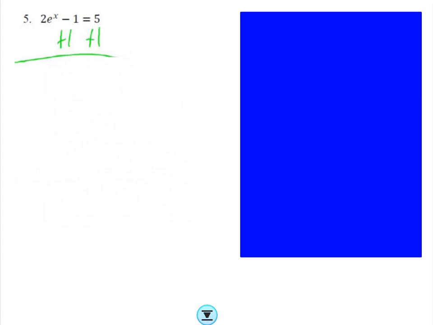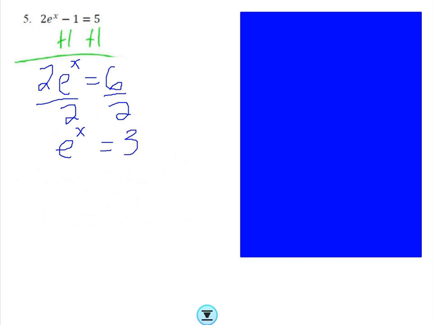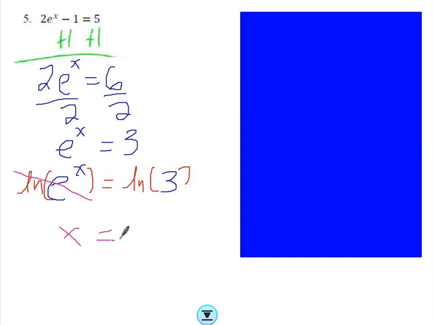Okay, sorry, there was a typo, so I'm going to fix that. So I add 1 to each side, I get 2 e to the x equals 6. Divide each side by 2, and I get e to the x is equal to 3. Then I'm going to take the ln of each side, because remember, ln and e are inverses of each other, which means that the ln and the e here are going to cancel each other out. And so we get x is ln of 3.